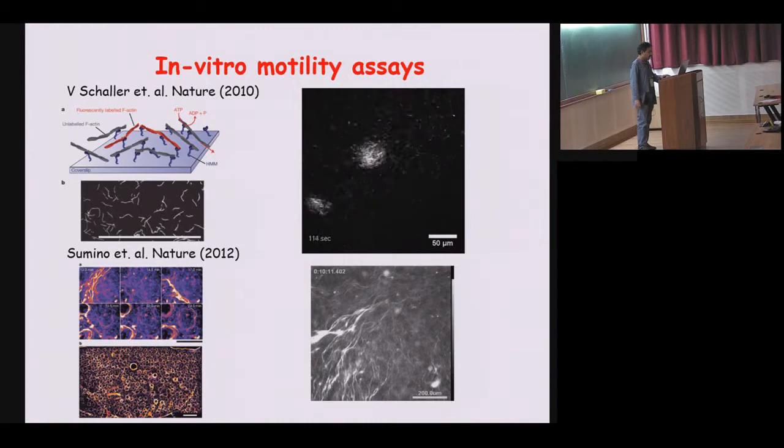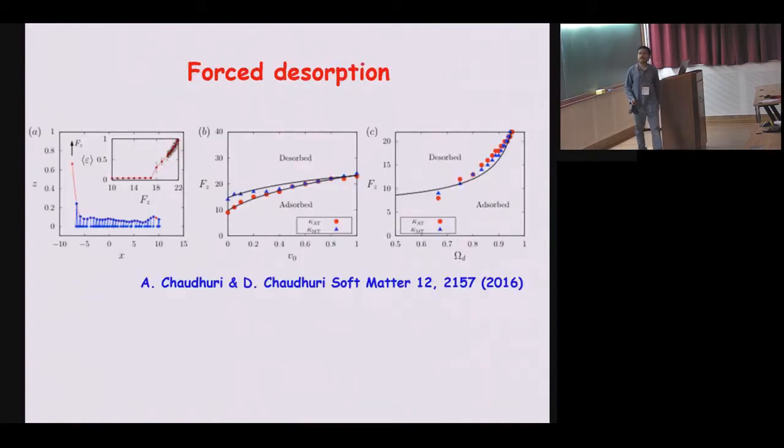Okay, so the next question, of course, is what we wanted to do was to see how these behaviors can be understood, and so we set up a computational model where we basically modeled these filaments as a worm-like chain, and these motor proteins which are stuck on the substrate.